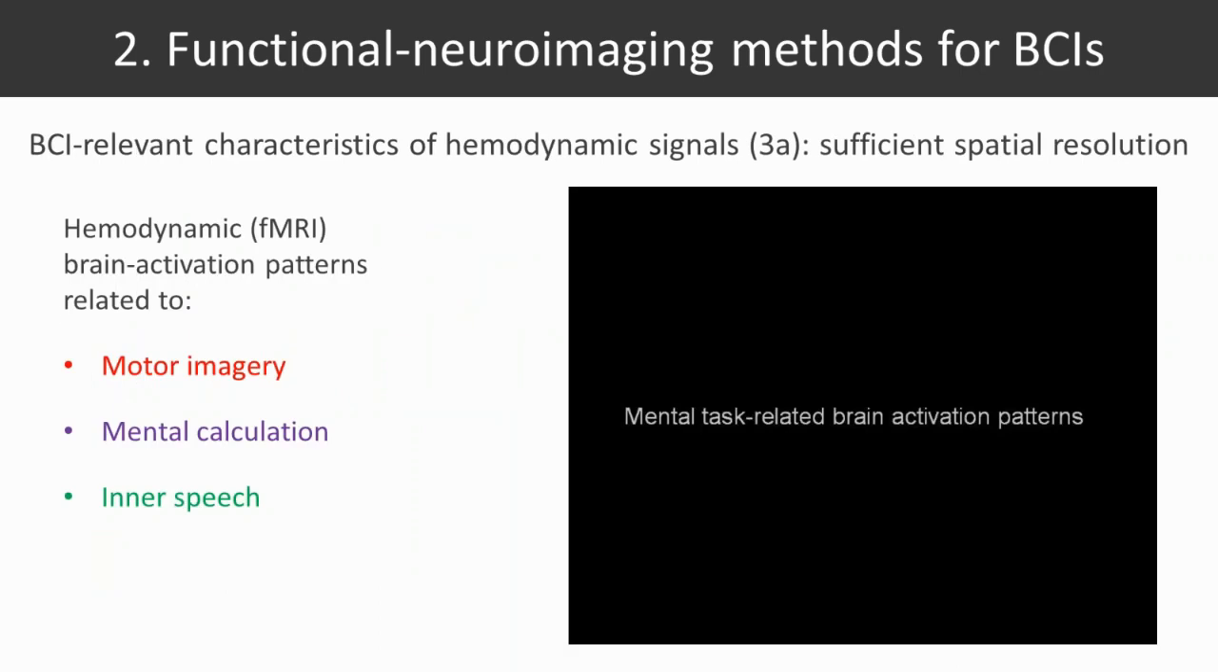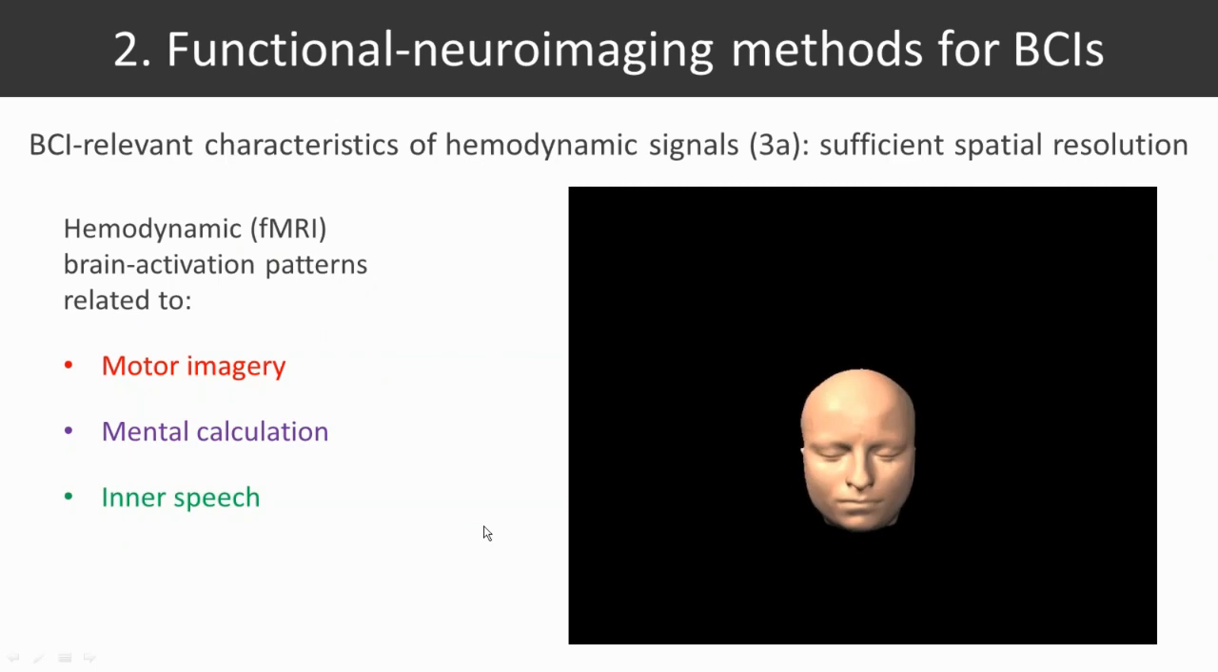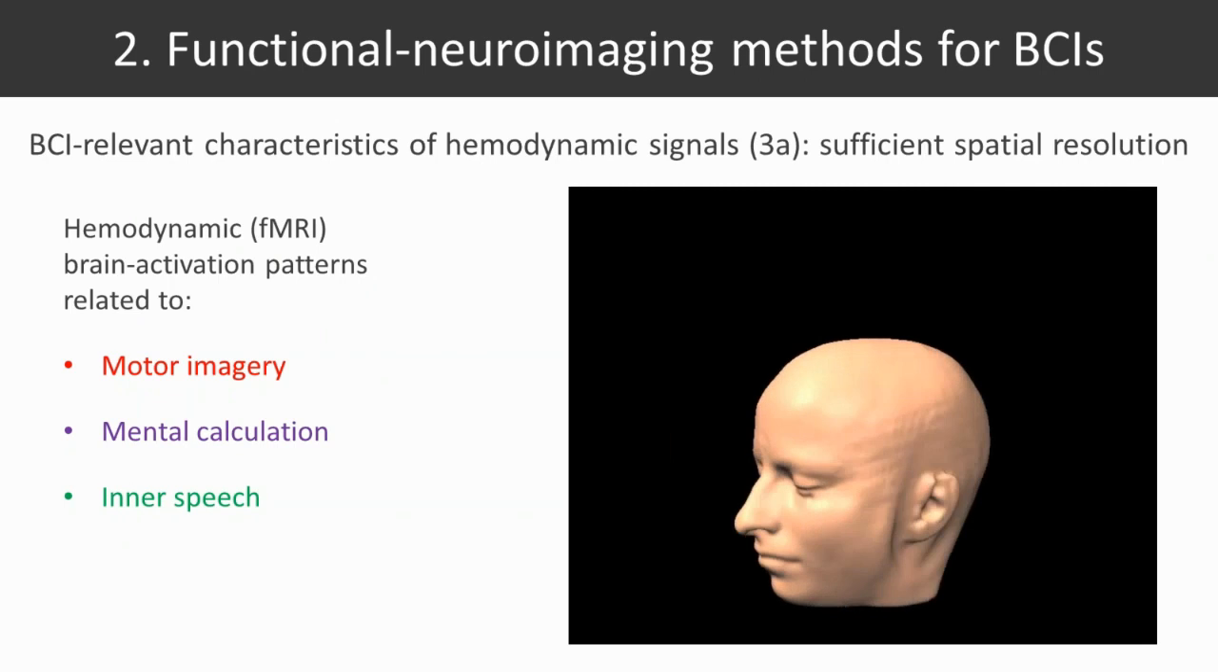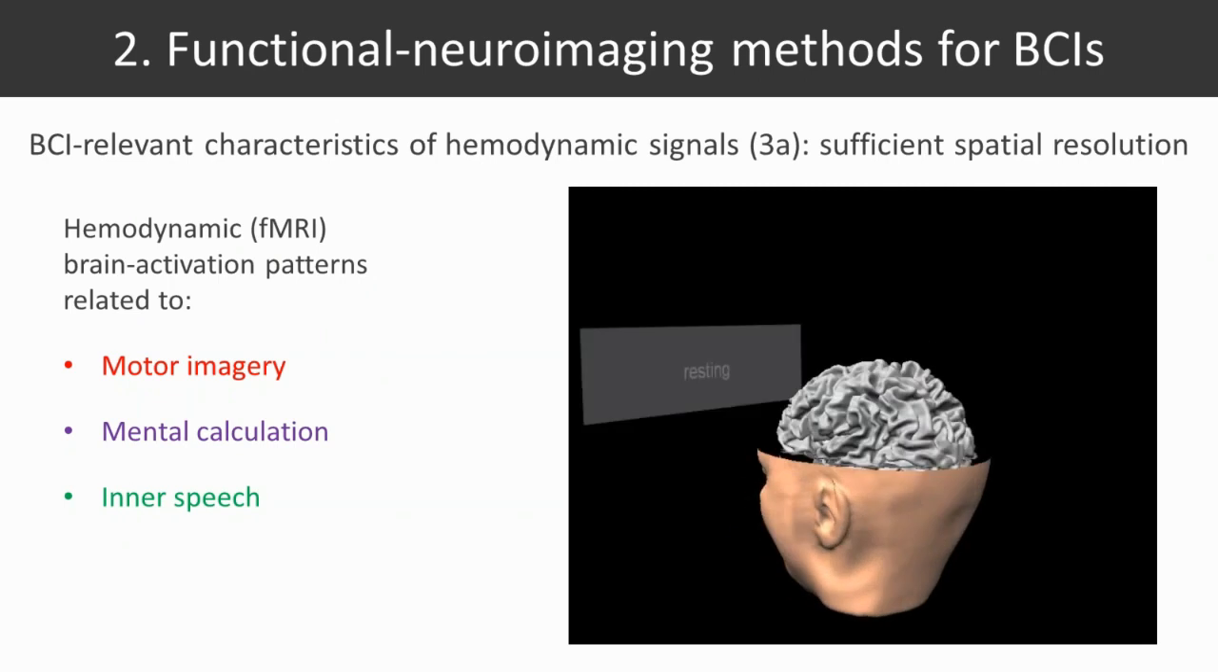Okay, so the next relevant characteristic is, I would say, the sufficient spatial resolution of hemodynamic signals. I have here a video that I would like to show you. In this video you see that a participant performs different mental tasks: motor imagery, mental calculation, and inner speech. The subject is instructed visually. So you see here, for example, the resting period, there's no activation. Now during calculation, you see the brain activation pattern related to mental calculation, and finally inner speech.